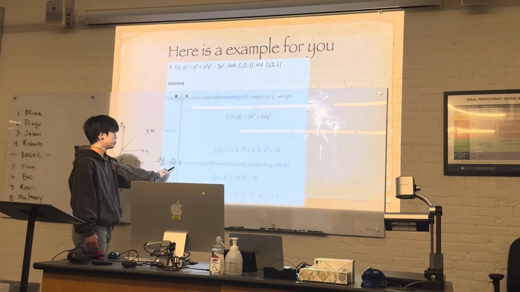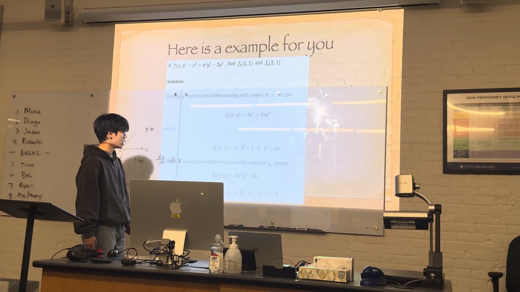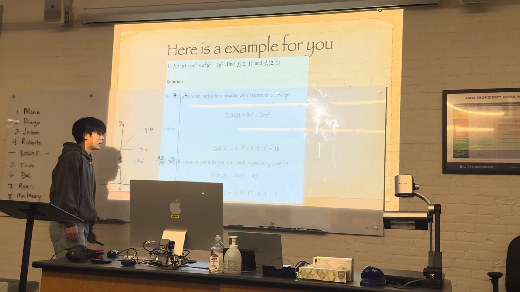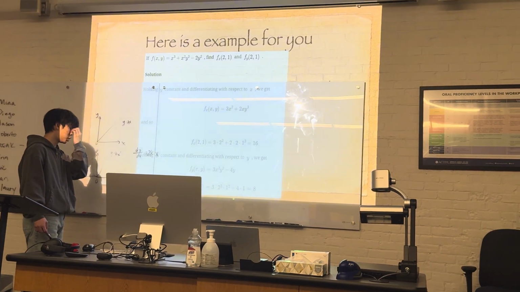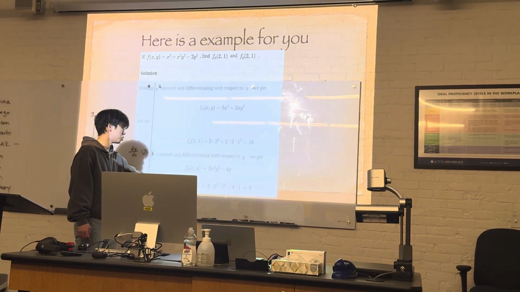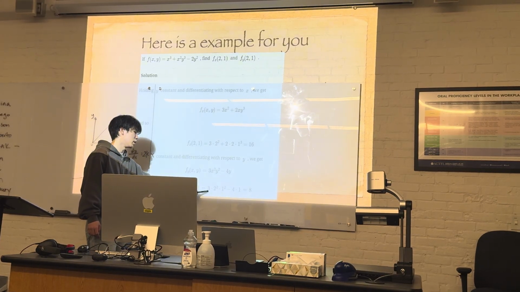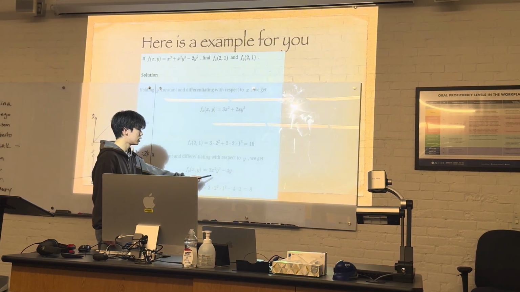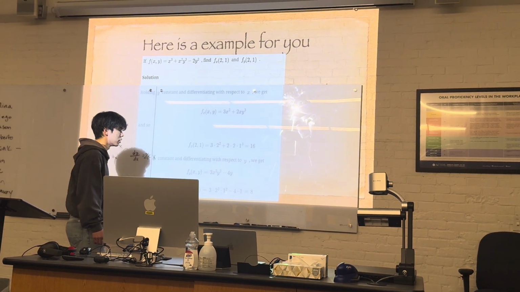And it's the same for y. We always see x as a constant and just change y. And then we put the point, which is 2 and 1, into the functions, and we can get the final result.